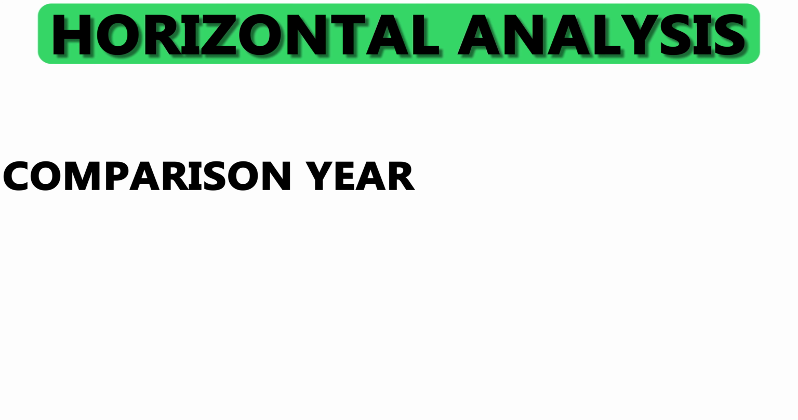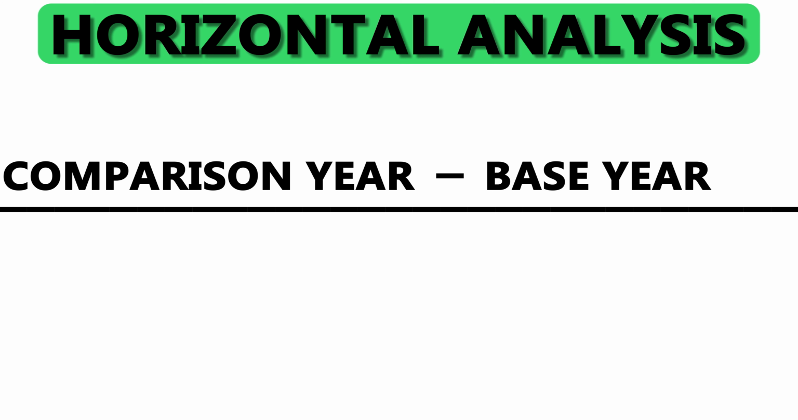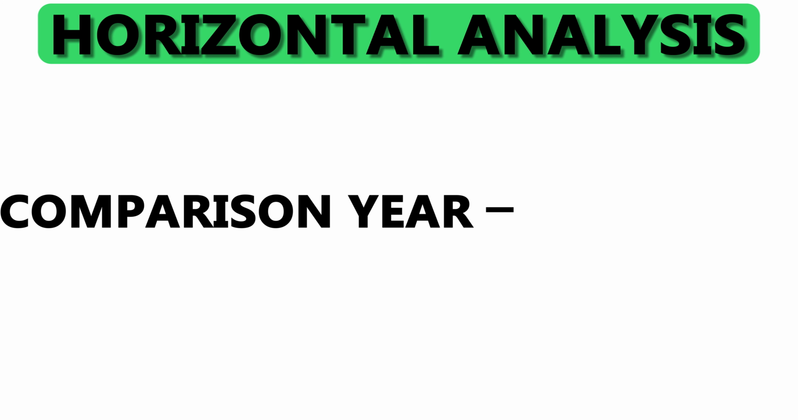So to get the percentage change, there's a simple formula that we can use. We can use the comparison year minus the amount in base year, divided by the base year. That'll give you the difference between the base year and the comparison year. We can multiply that by 100 just so you can get the actual percentage. To get the change in dollar amount, you simply just subtract the comparison year minus the base year.